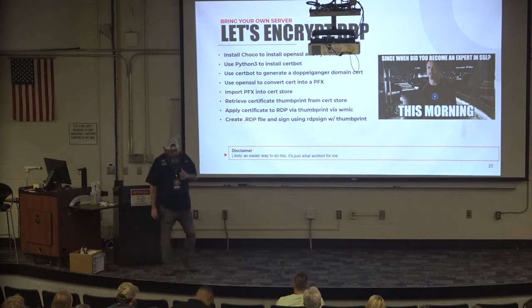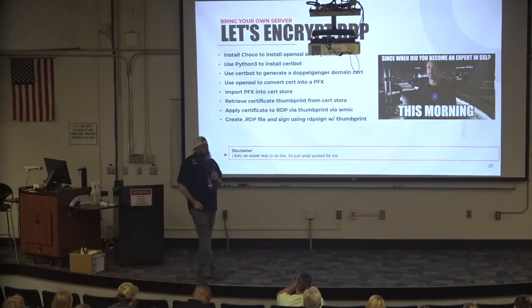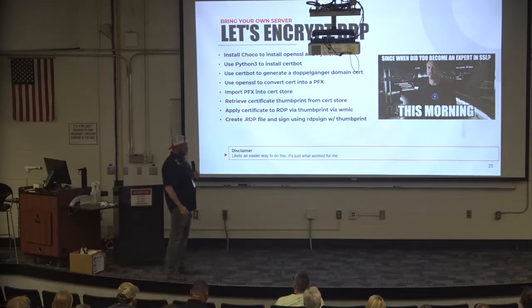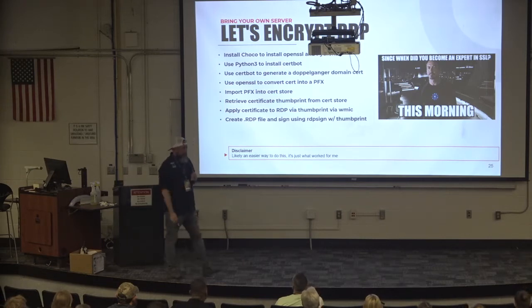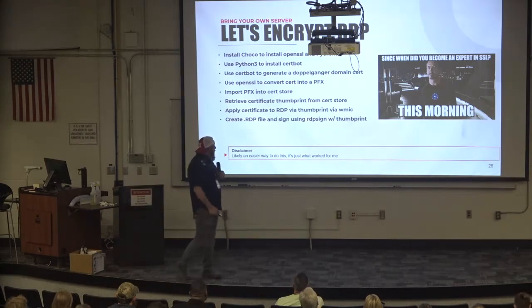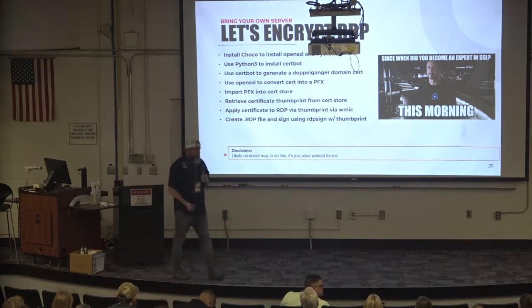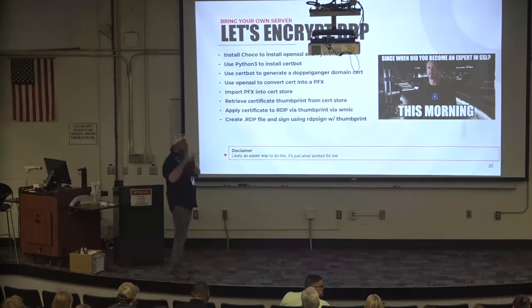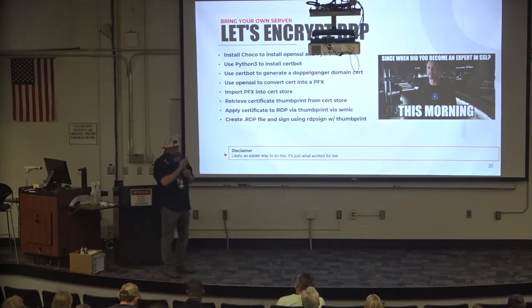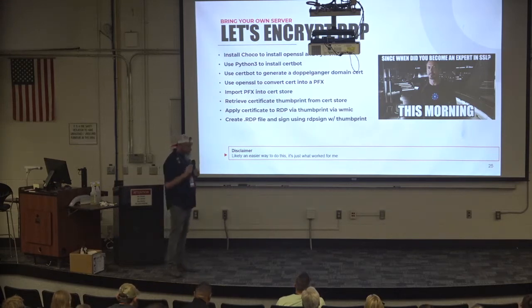I threw this in the slide deck in case you wanted to go back and reference the slides later because it was a little tricky to convert this stuff, especially on a Windows machine. You had to install Chocolatey and OpenSSL in order to get the Python 3 certbot to actually work properly. Once you do that, you just generate your doppelganger domain. And then you could actually use OpenSSL to convert that certificate and that key into a PFX, which imports directly into the cert store within Windows. Once it's imported into the cert store, it'll provide you with a nice little thumbprint. You take that thumbprint ID and you pass it to RDP Sign and point it at your RDP file and it signs it and everything is super great.